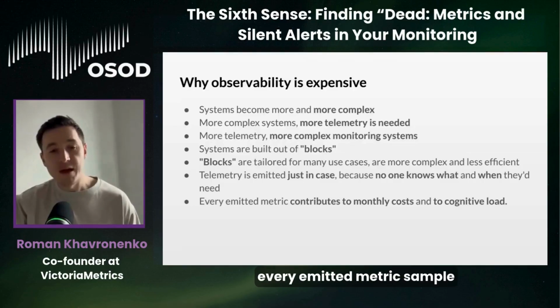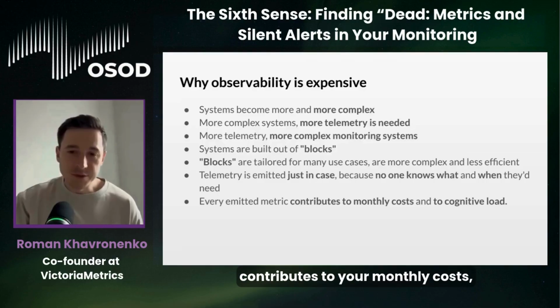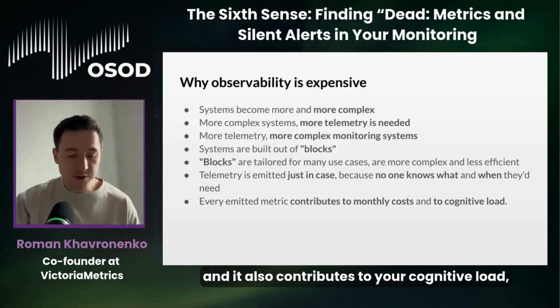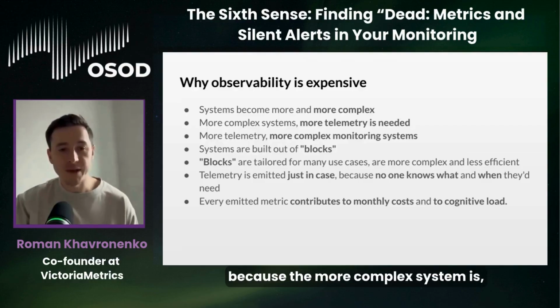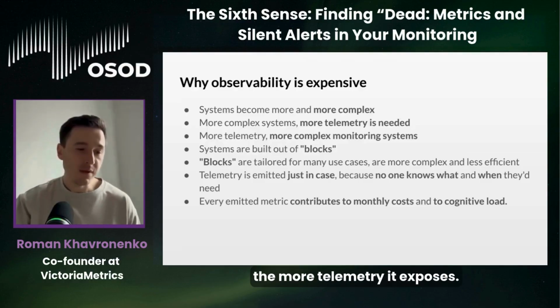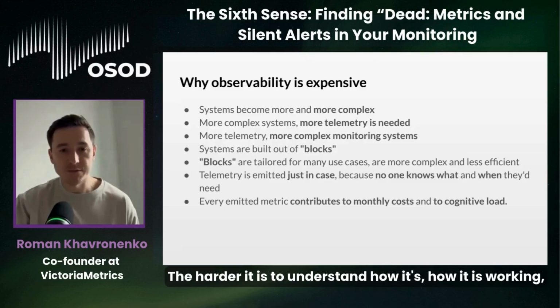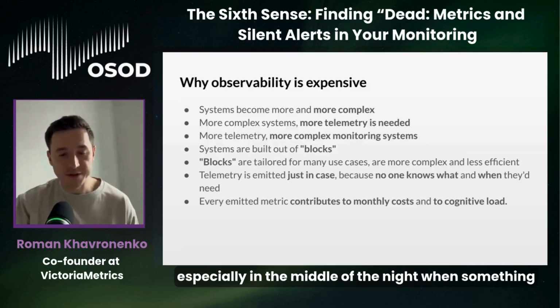But remember this: every emitted metric sample contributes to your monthly costs. And it also contributes to your cognitive load, because the more complex the system is, the more telemetry it exposes, the harder it is to understand how it is working, especially in the middle of the night when something breaks.